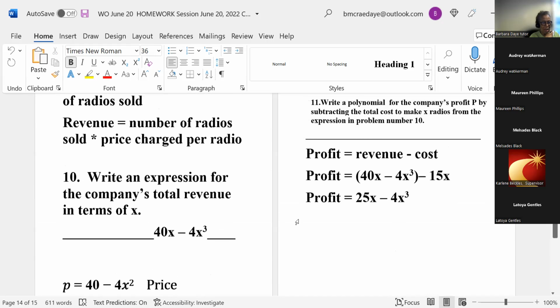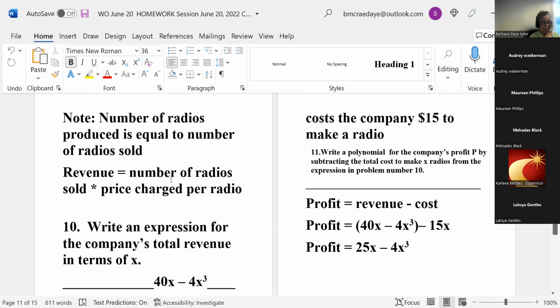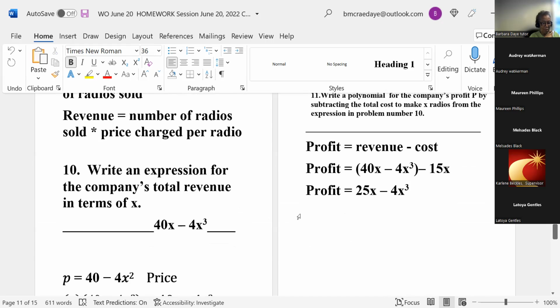Because see, now notice I gave you how to calculate revenue. I gave it to you in words: number of radios, price charged per radio. They gave you that in the problem, the $15. And profit, I think I didn't give you that, but maybe you would know. If you're selling something and you want to know if you made profit, it's what it cost you to make it subtracted from what you gain from the selling. So it's revenue minus cost. Okay.